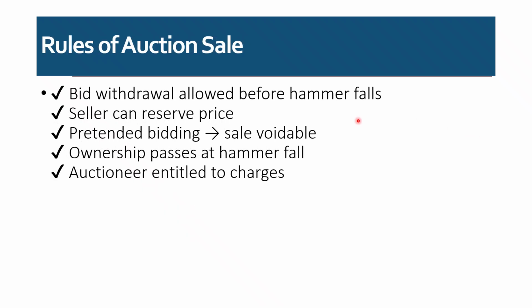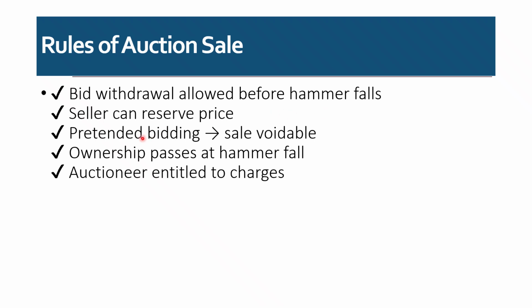Now let's understand the rules governing auction sales as laid down in Section 64 of the Sale of Goods Act. The first rule is bid withdrawal allowed before the hammer falls, as completion of sale happens at hammer fall only. A sale is completed when the auctioneer's hammer falls. Until that moment, the bidder can withdraw the bid freely. Next is reserve price. We have already understood it twice. The seller may fix a minimum price. If bids do not reach the reserve price, the auctioneer may withdraw the goods.